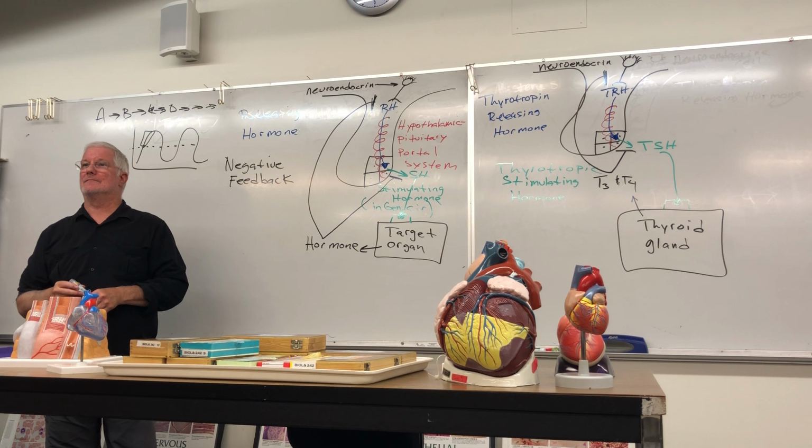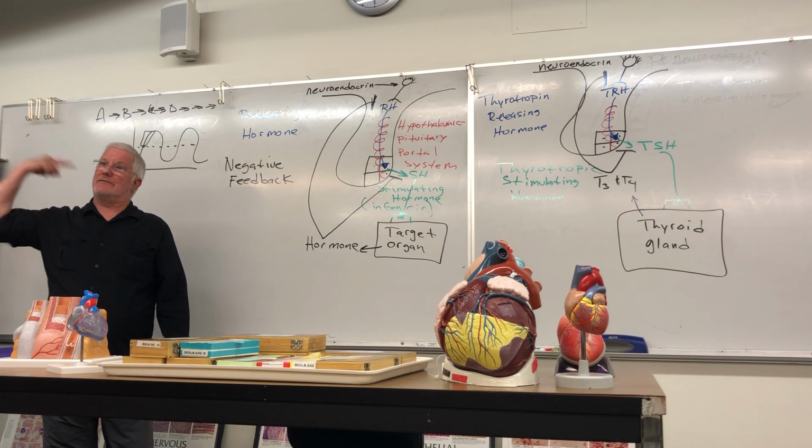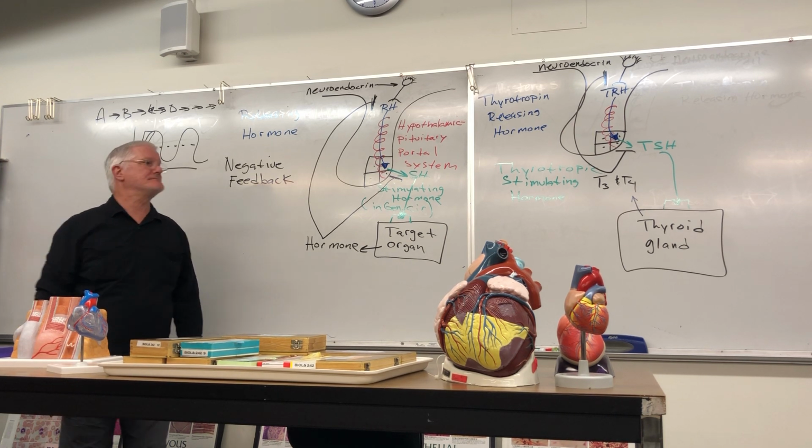Is the negative feedback always happening simultaneously with the neuroendocrine cell and the pituitary? Yep, because remember, it's in your blood, and your blood will travel through both parts of your brain. Yes. Yep. Okay.